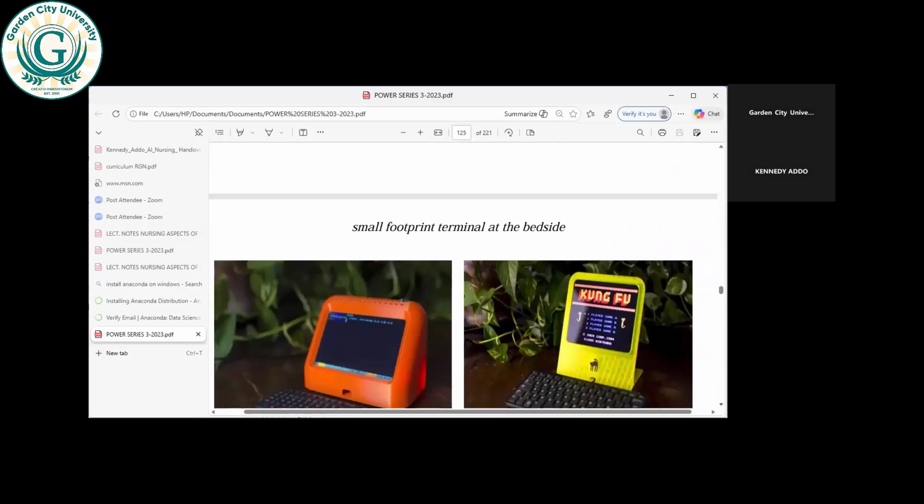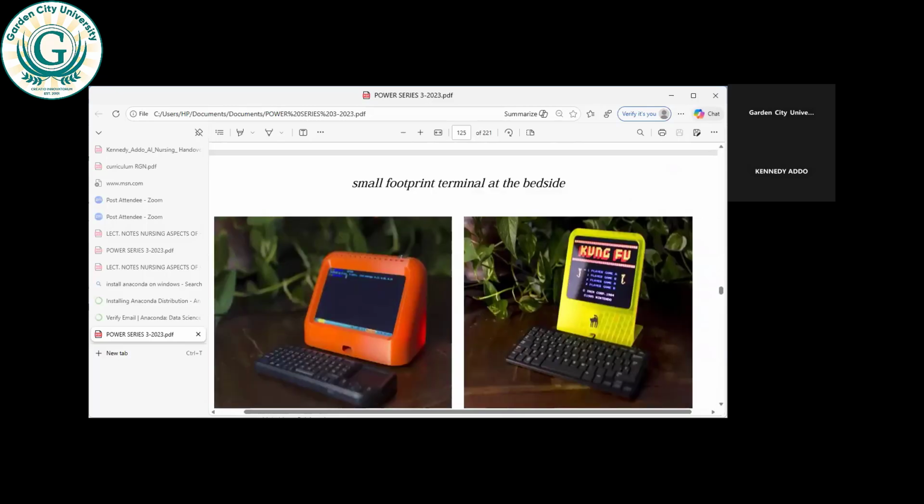Then this is an instance of small footprint terminal at the bedside. So like I made a very profound statement that the technology that you configure or design should be so compact, it should be so cute. It shouldn't be too big to occupy space. But you can just make sure that it is designed in a compact form so that it doesn't affect issues of mobility. So that is the small footprint terminal.